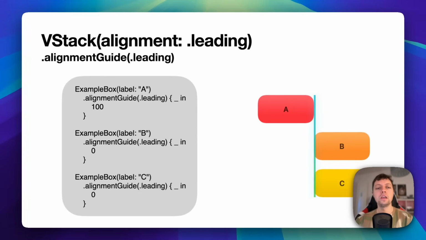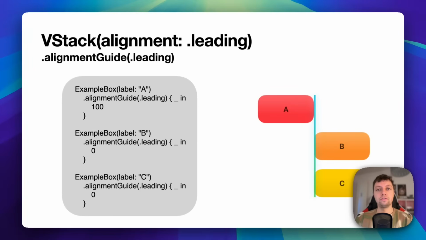But now what happens if we apply an alignment guide of 100 to our first view? As you can see, this moves the view to the leading edge by 100 points. All of the other views inside of the stack still are behind or start at the regular alignment guide. The whole thing is now centered.